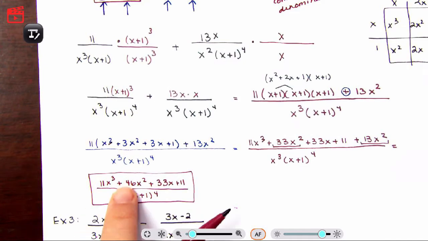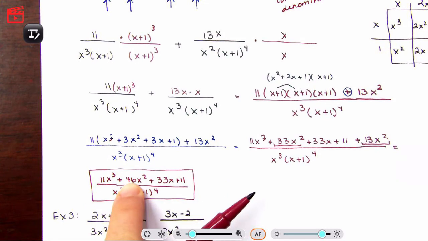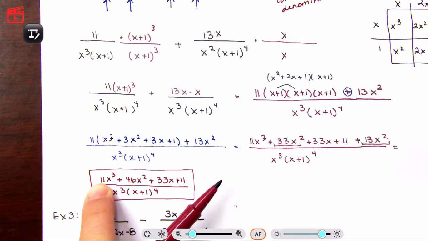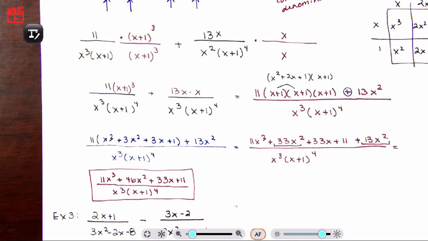I'm looking at 11, 46, 33, and 11. I can't factor anything out because the 11 is prime. So we can only factor out 1 or 11. We can't factor out 11 from 46. So that means we are done. We can also try to do grouping since I have 4 terms. However, again, I cannot pull anything out of this 46 and 11, and I can pull out something from 33 and 11. However, 11 and 46 doesn't work. So therefore, if you cannot factor, then you are done.